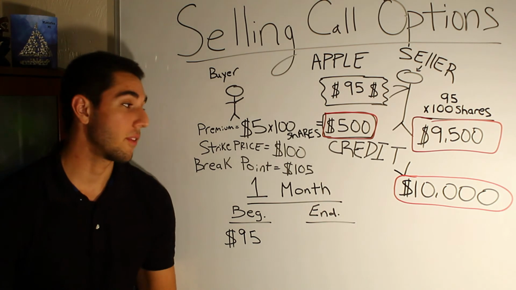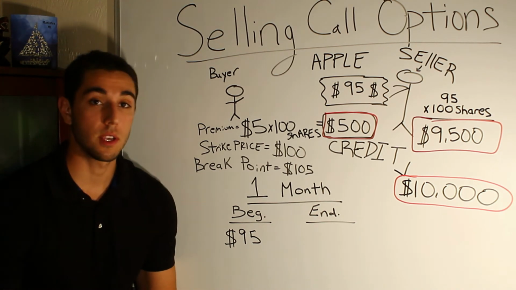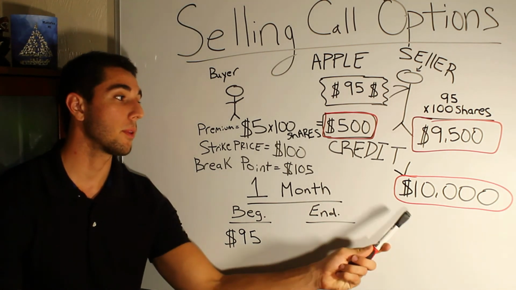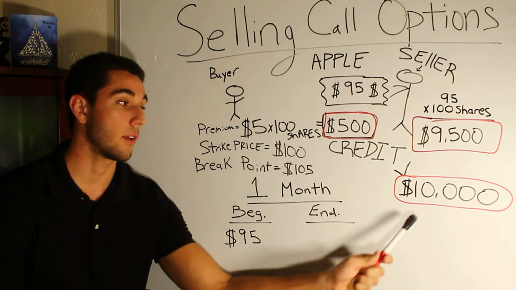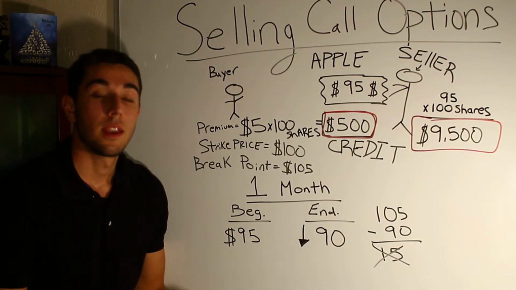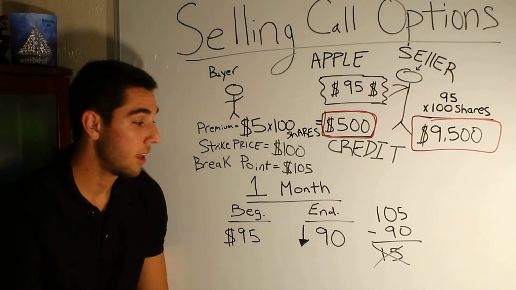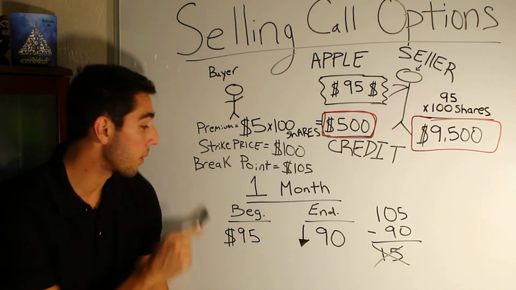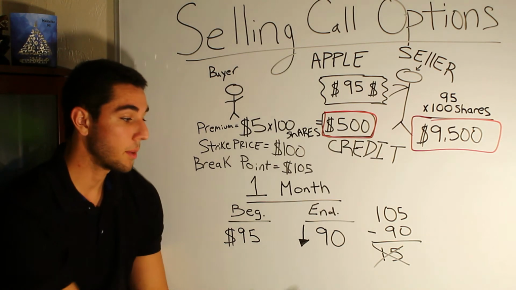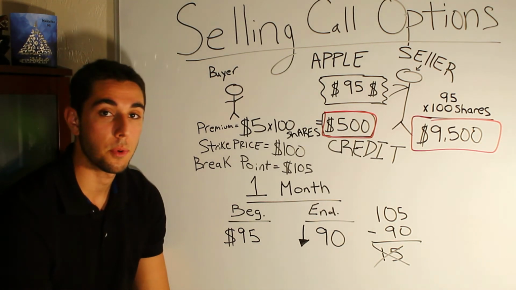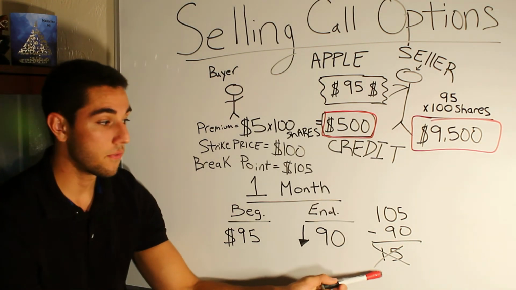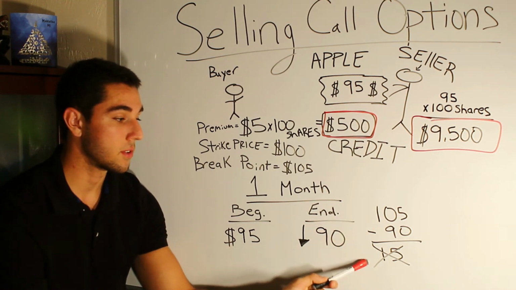So what that means is that if it did hit the strike price that you sold the option for, you would be able to make $500, and then you'd have $10,000 total cash. Now let's say instead of it going up to 100, it goes down to 90. So we're still going to do the break-even point subtracted by the final price at the end of the expiration date. And that's going to give us 15. 105 minus 90 gives us 15.